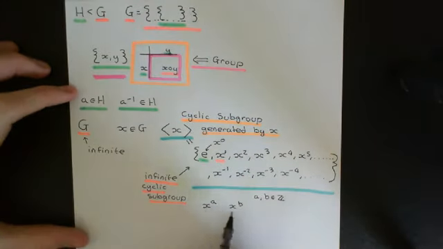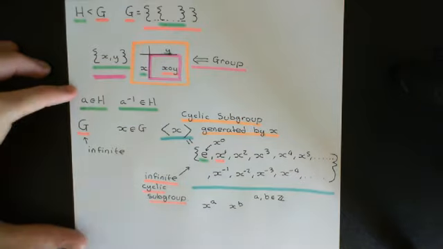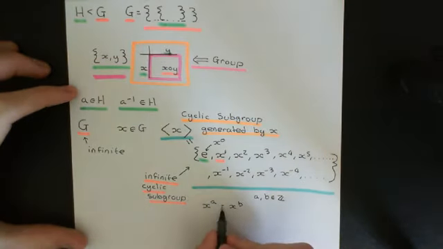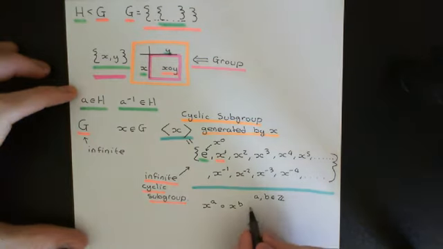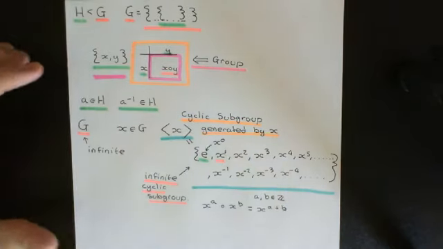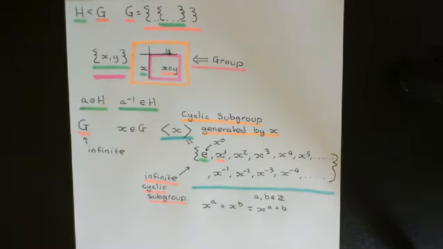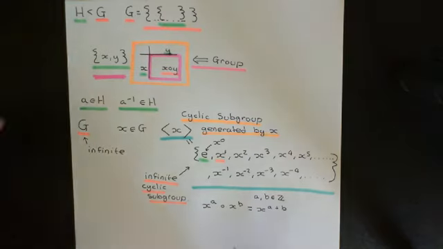So here I've got two arbitrary elements of this set, x^a and x^b, and I want to ask, what is x^a composed with x^b? Well, hopefully you should intuitively be able to guess the answer here. It is going to be x, and then you're just going to add the powers, a plus b. But I want to explain to you why that is the case.